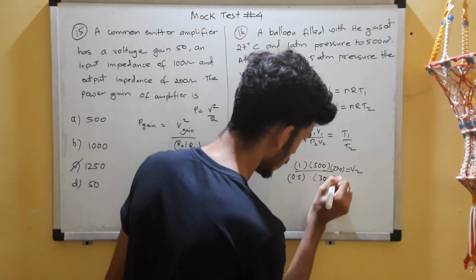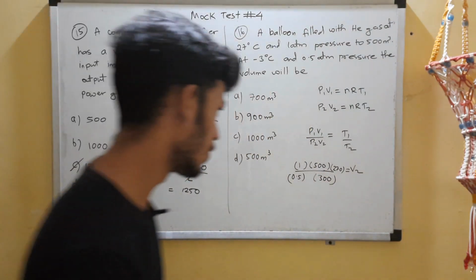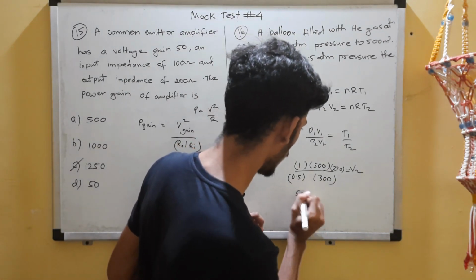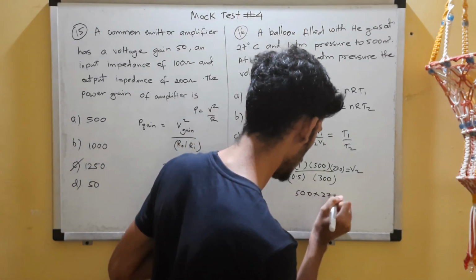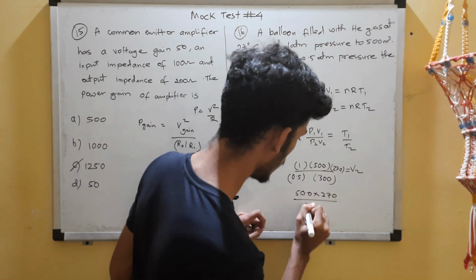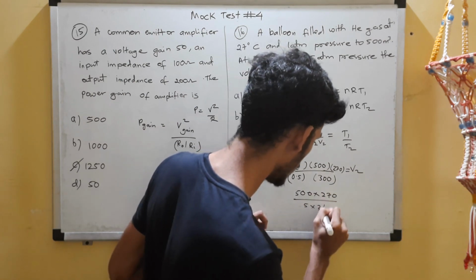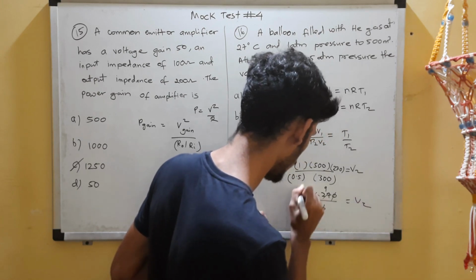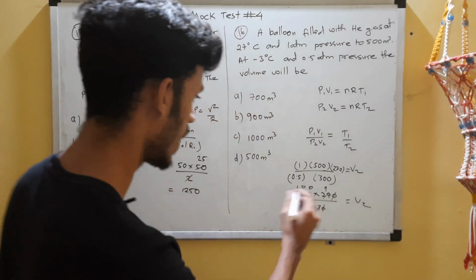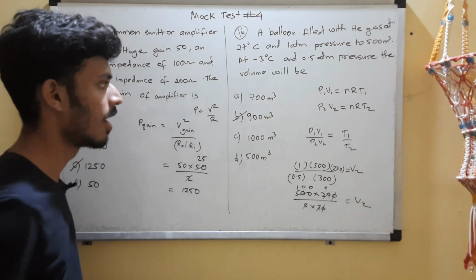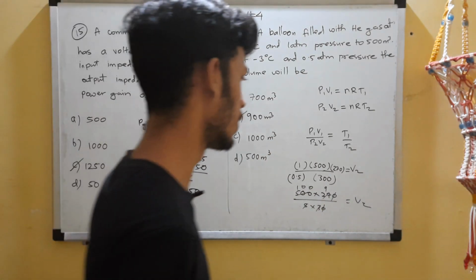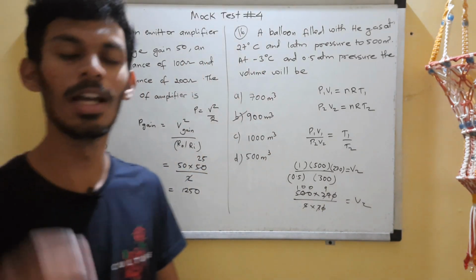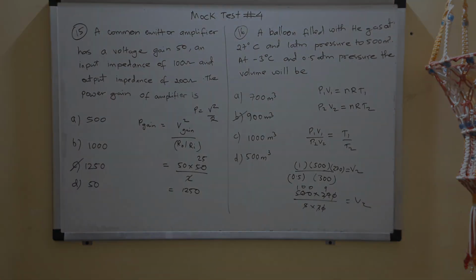Okay, so here we go. I can multiply this actually. So 500 into 270, what I'll do, I'll multiply by 10, so I'll get 5 into 30, this and this I'll cancel, 3 9s are 27, and 5 hundreds are, so yes, 9 into 100, it is 900 meter cube. Okay, so V2 is 900 meter cube. Over to the next question.